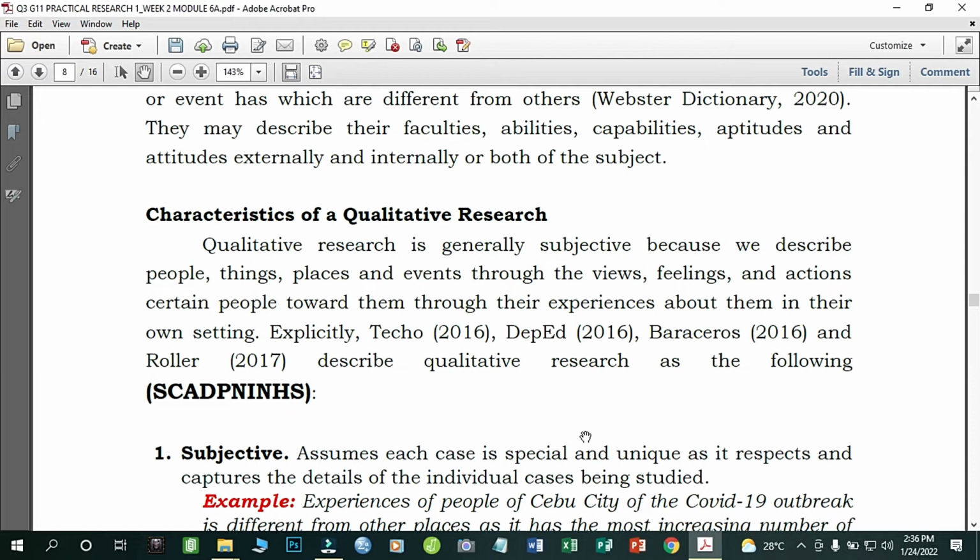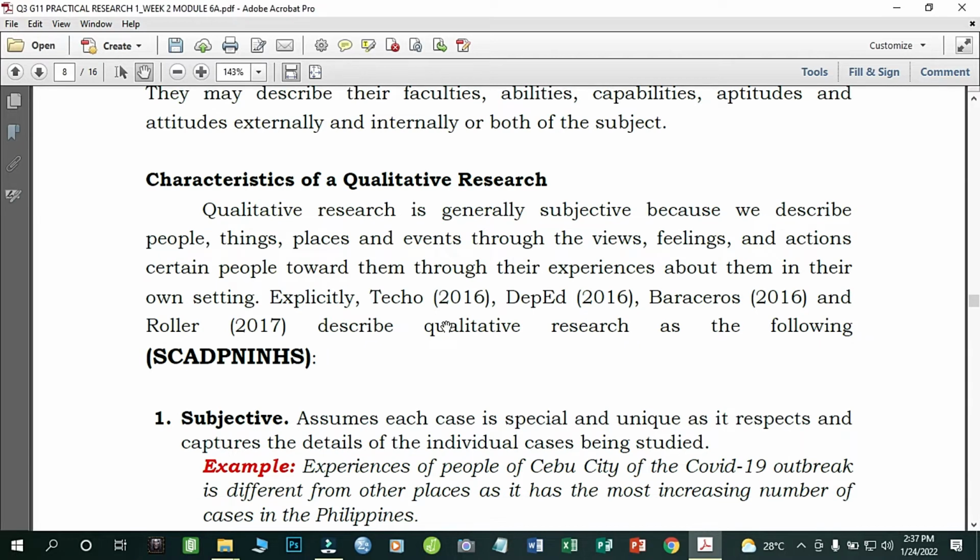Characteristics of qualitative research. Qualitative research is generally subjective because we describe people, things, places, and events through the views, feelings, and actions of certain people toward them, through their experiences about them in their own setting. Take note of the word: this is subjective.